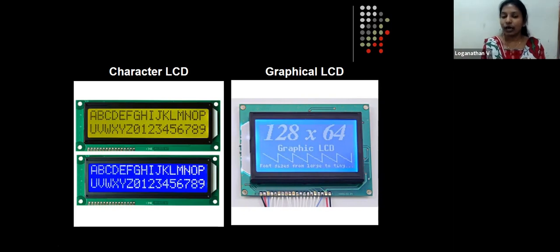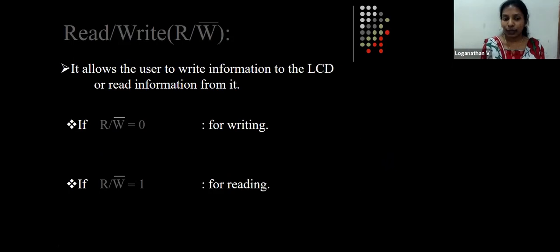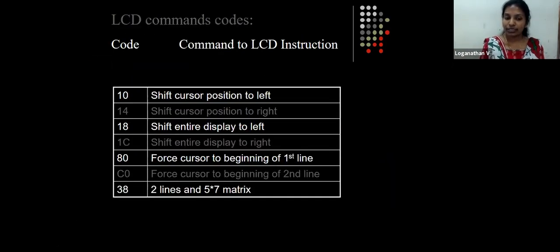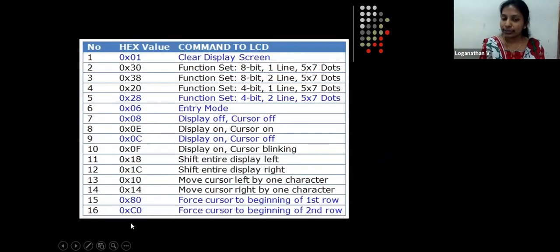Understood? So in order to select your position, first row or second row, you have to go for two addresses. One is 80 and one more is C0. C0 means making your cursor come to the second row. So starting from C0 to CF, because totally we have 16 blocks, 80 to 8F and C0 to CF, whichever you want, you can select to start your display.